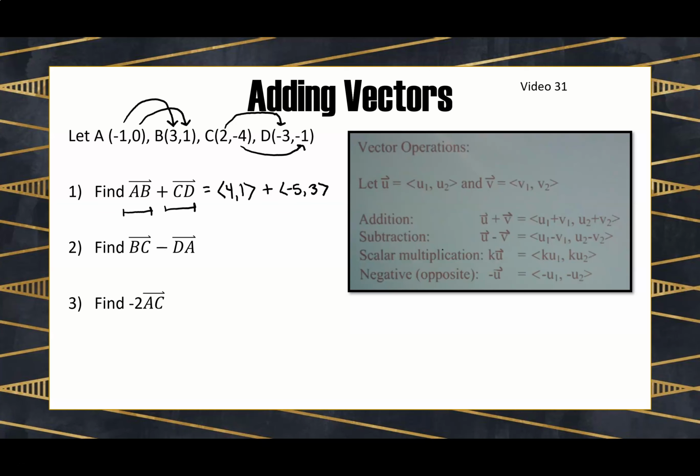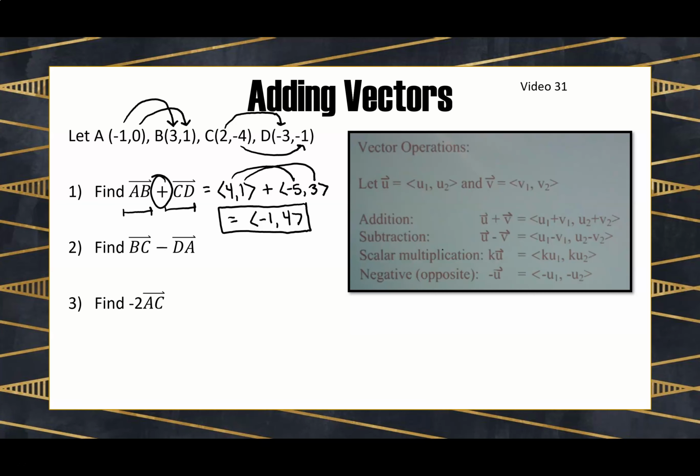And now we need to add, right? This says add the two things. So what I'm going to do is 4 plus -5, which is -1, and then 1 plus 3, which is 4. And that's my answer. All right, let's do the next one.